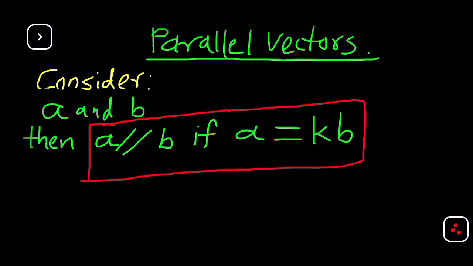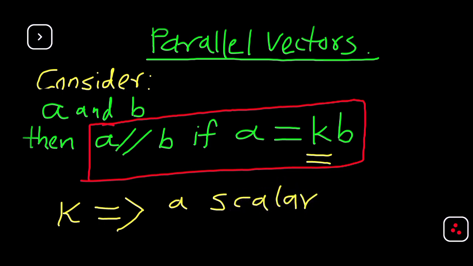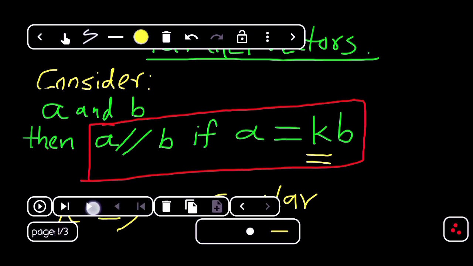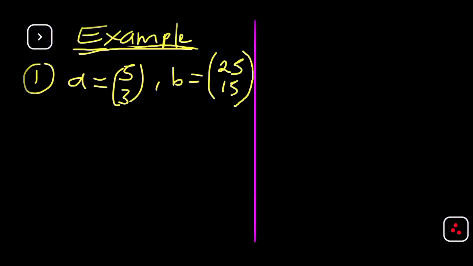In this case, you can see that we have k here. K is a scalar. Now, that's the law of parallel vectors. I want us to look at some examples and see how we find out whether vectors are parallel or not.